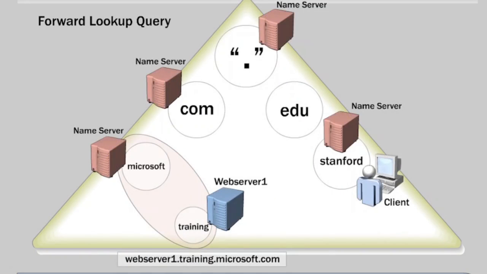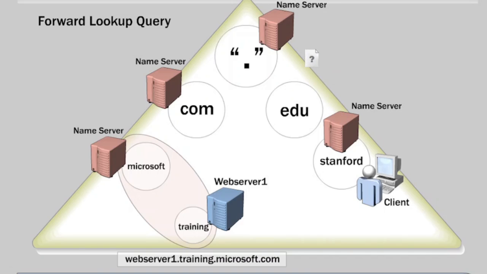This example shows a forward lookup query from a client to find the IP address of Web Server 1 in the training.microsoft.com domain. The client queries its local name server for the IP address of webserver1.training.microsoft.com. The local name server checks its zone database file to see if it has authority for that domain. It does not have authority, but the name server does contain information that points to the root name servers. The local name server will now begin a search for the name server that has authority for the domain training.microsoft.com, starting with the root name servers.